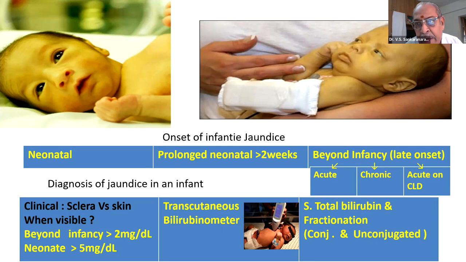Two important things have to be learned from this slide. One, in the newborn, clinical jaundice can be appreciated if the serum bilirubin is more than 5 milligrams per deciliter. But beyond infancy, you can appreciate clinical jaundice if the serum bilirubin is even 2 milligrams per cent. There are many people who may argue, what about 1 milligram? If it is 1 milligram per cent, it's called latent jaundice.